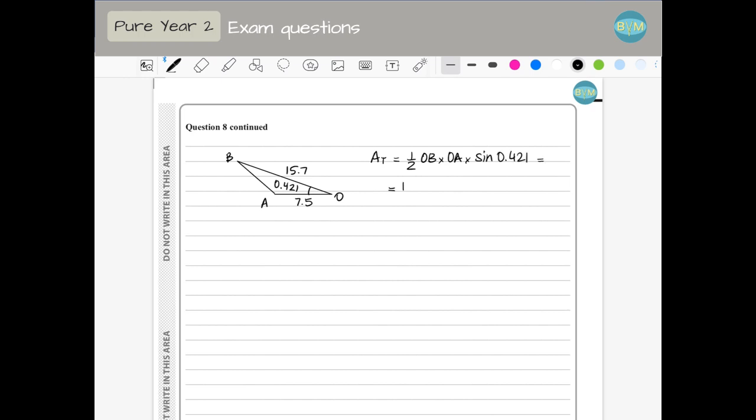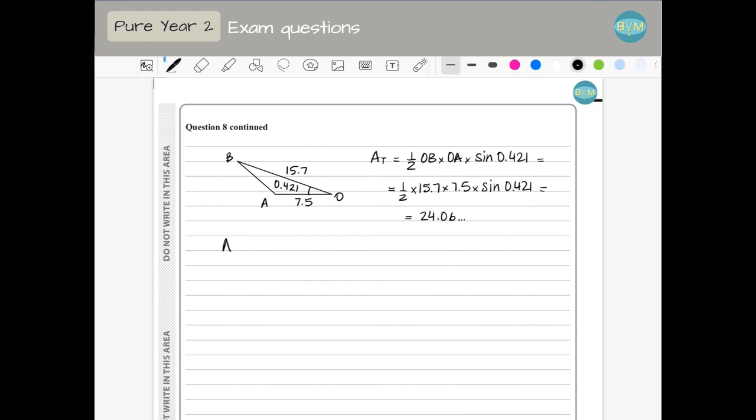So this is going to be 1/2 times 15.7 times 7.5 times sine of 0.421, in radians. The calculator, please. If not, you will get a different number. So this area is 24.06.